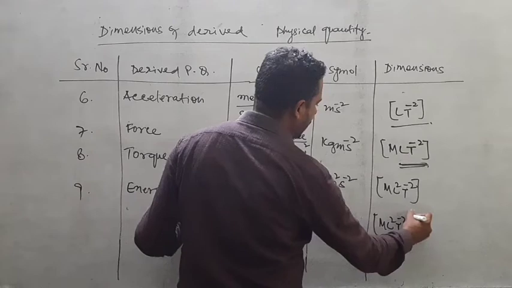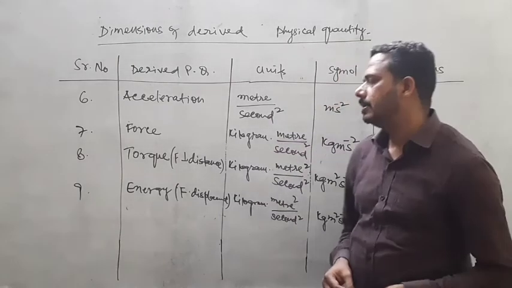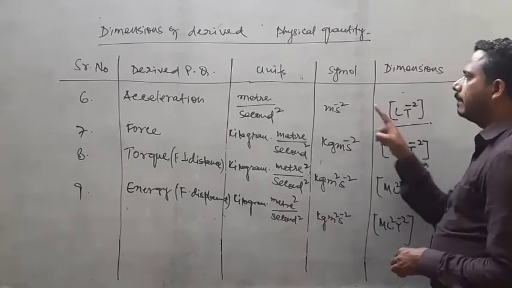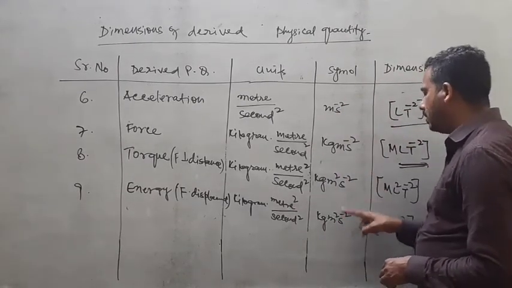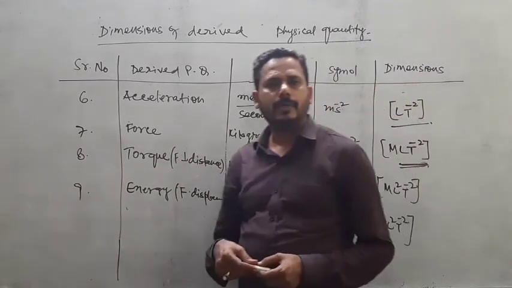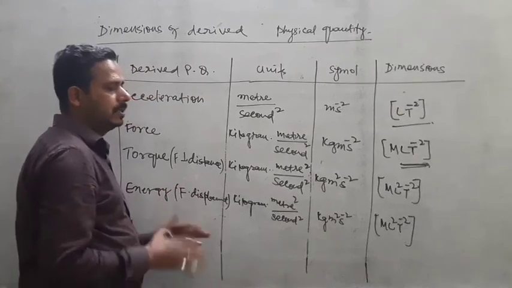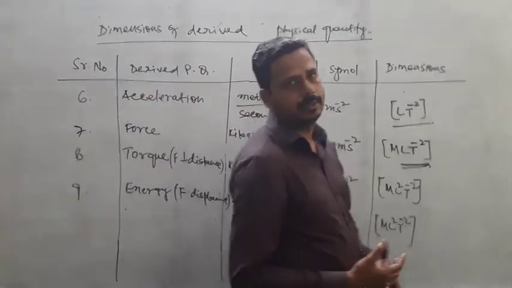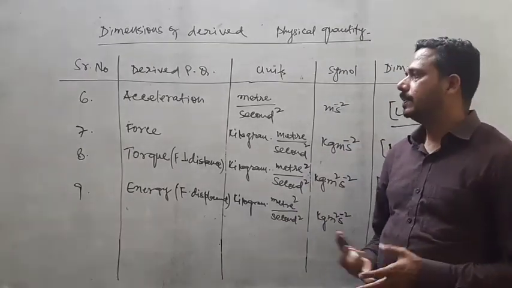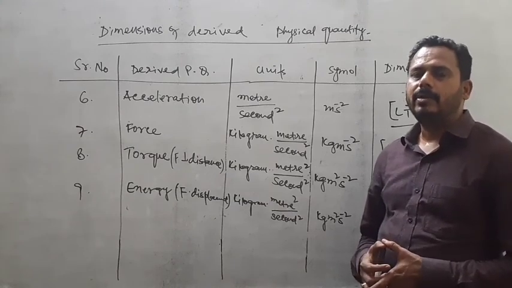Whatever the energy, suppose heat energy, kinetic energy, potential energy, or simply energy, everything has the same units, same symbol, and same dimensions. So just keep practicing finding the dimensions of different physical quantities, because for derived physical quantities there is no limit. We have so many derived physical quantities. And in the next class we will definitely see something different.